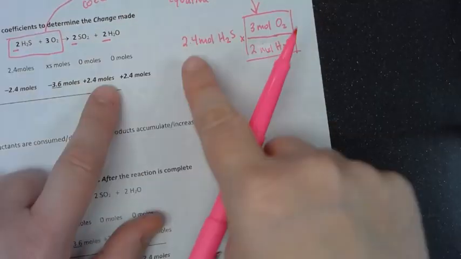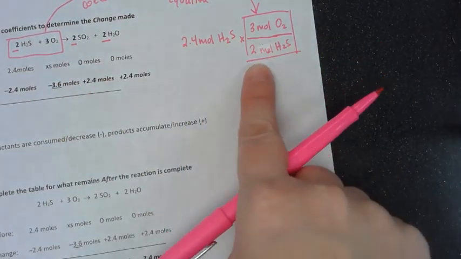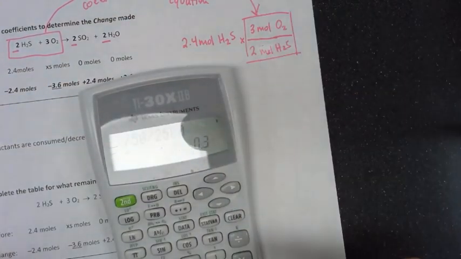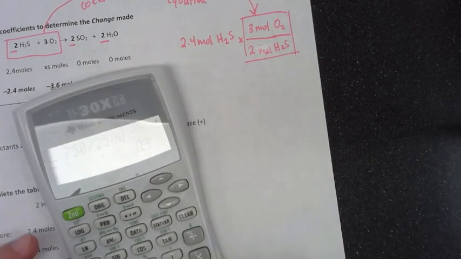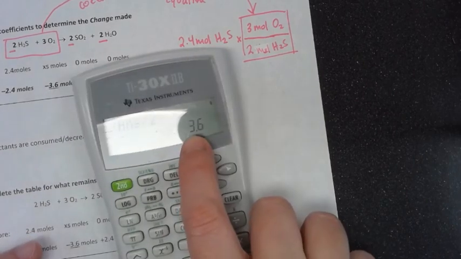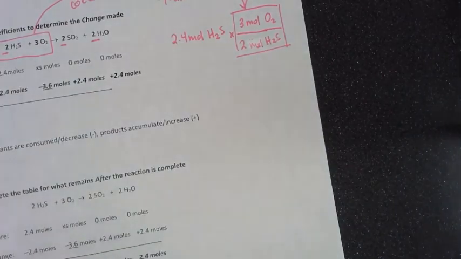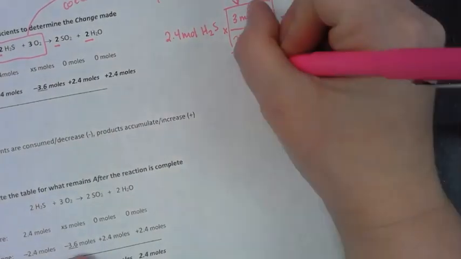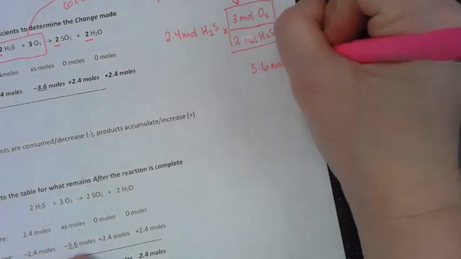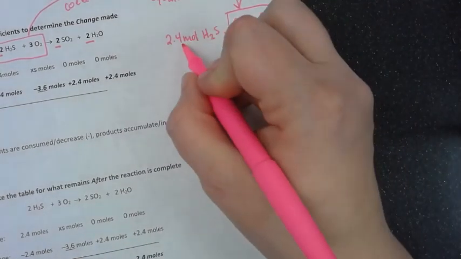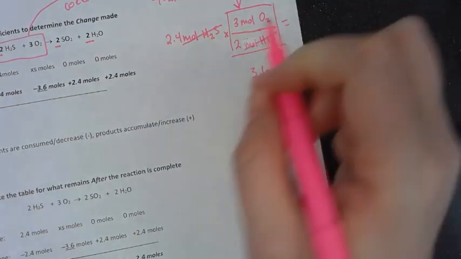And if we multiply 2.4 times 3 divided by 2, what are we going to get? It's like 1.5 times the 2.4, right? So 2.4 times 3 divided by 2 gives me 3.6. And because we're using it, we're going to give that a negative sign. Also, you guys see in this conversion factor, we can cancel some units. Isn't that nice? It's tidy, right?